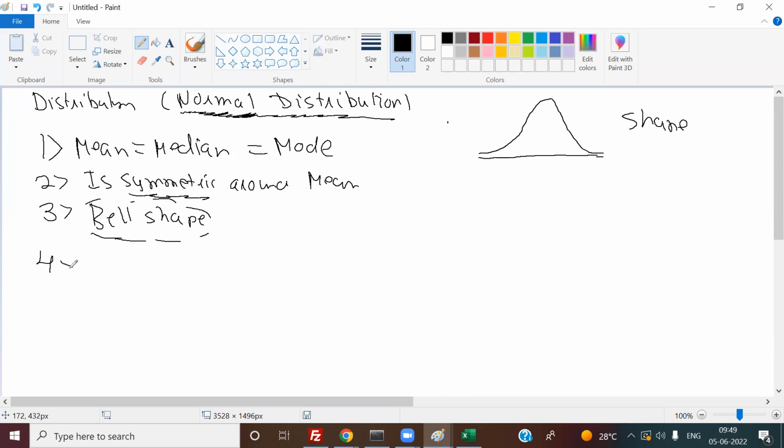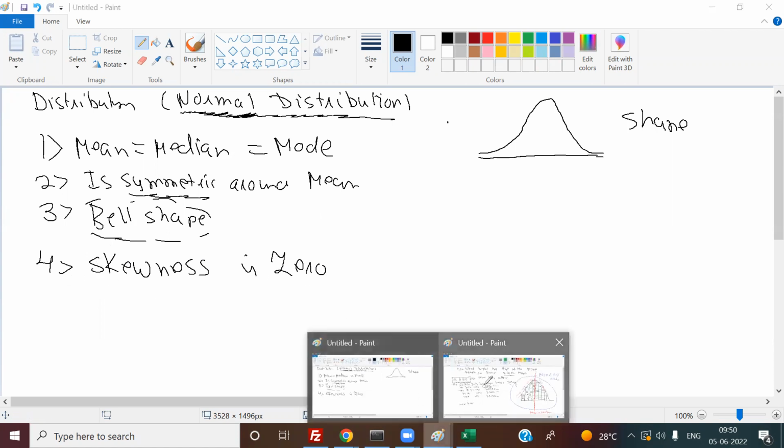Now comes an important property. If distribution is normal, then skewness is, बताओ क्या होगी? Skewness would be 0. The skewness would be 0. So there is a formula for skewness, but there is no point discussing that formula. Just remember skewness would be 0.